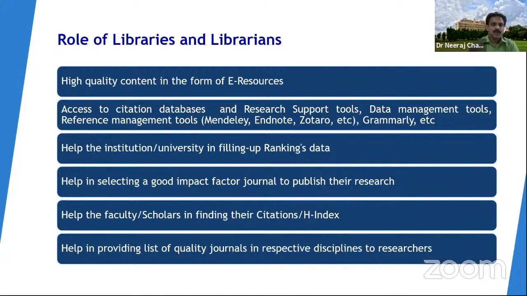What we can do is provide data from the different sources for filling up the ranking data in different questionnaires. Whenever any questionnaires come to the institutions or colleges for participating in the ranking, they need data. Sometimes we are members of ranking processes or ranking committees, and we are the right person for providing the data of publications of the individual institution.